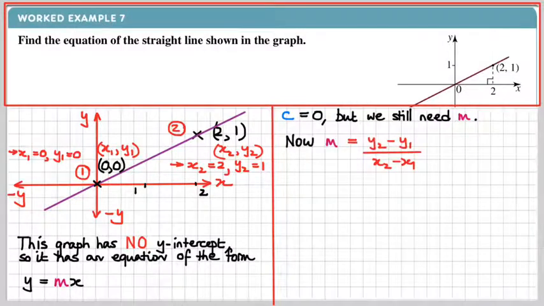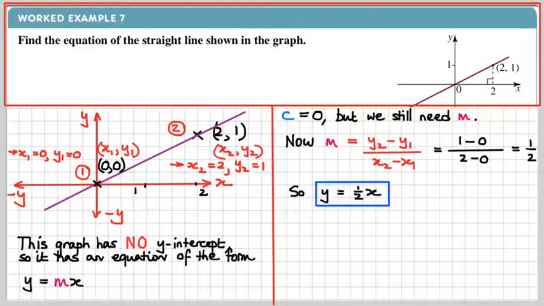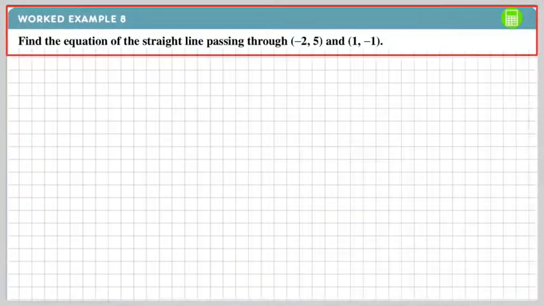Let's do our formula. There she be. m equals y2 minus y1 over x2 minus x1. Now it's plug and play. It's so easy, guys. Y2 was 1, y1 was 0, x2 was 2, and x1 was 0, so you get that. It's a half, all right? We've done it now. We've got the answer. Therefore, y equals a half x. Happy? Good. What's this one?